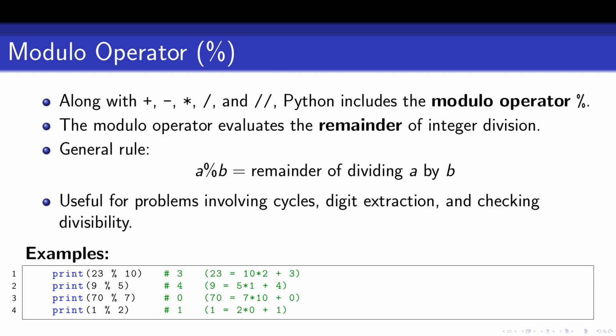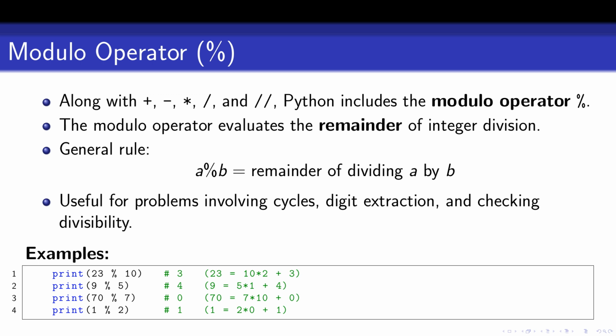Alongside division, Python includes another arithmetic operator, the modulo symbol, written as a percent sign. Modulo evaluates the remainder left over after integer division. For example, 23 modulo 10 results in 3 because 23 equals 10 times 2 plus 3. The remainder is what modulo returns.